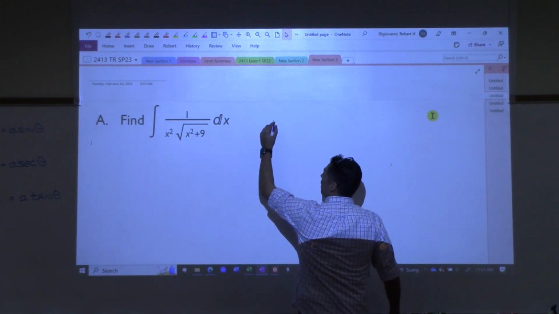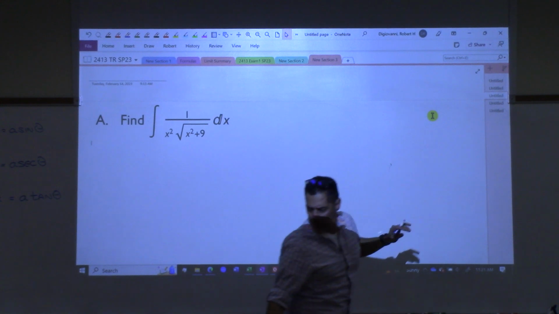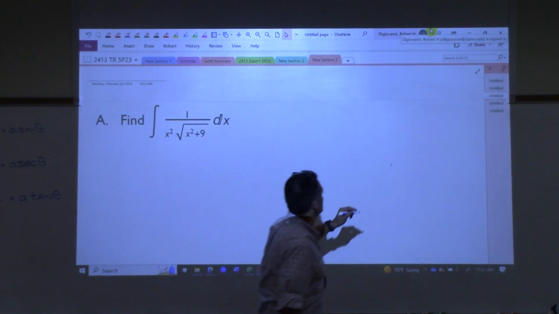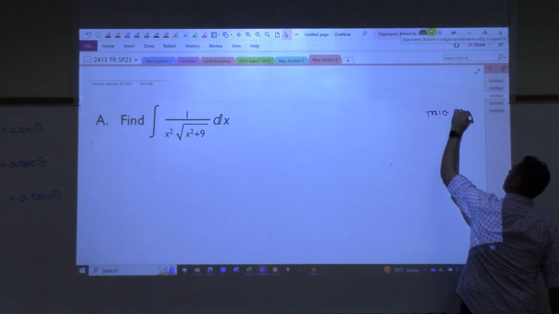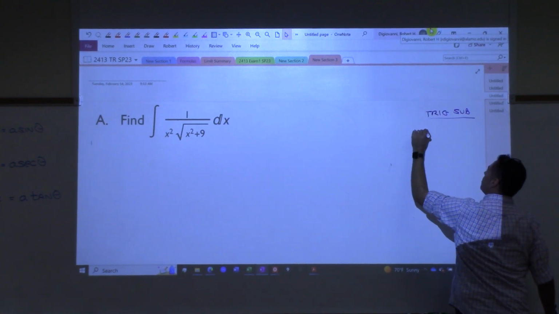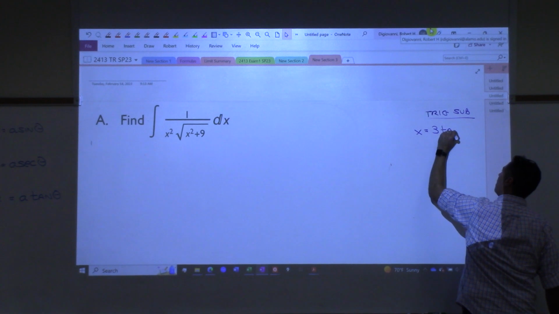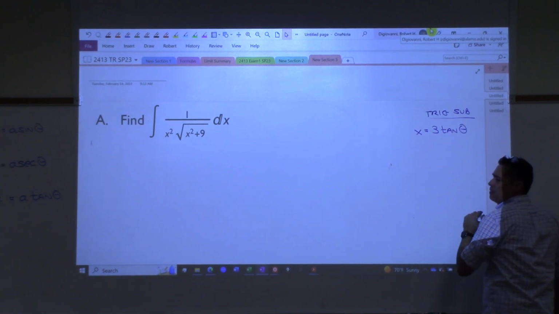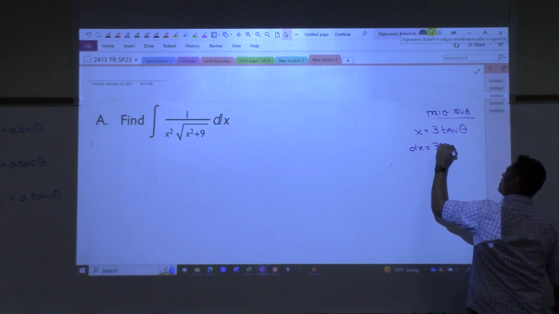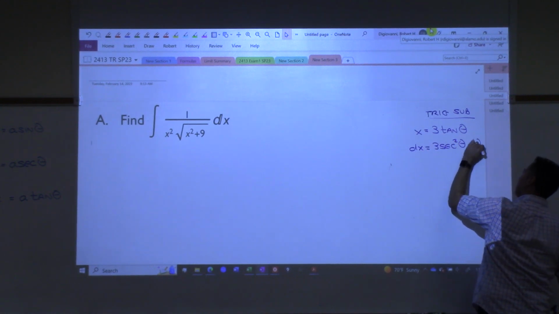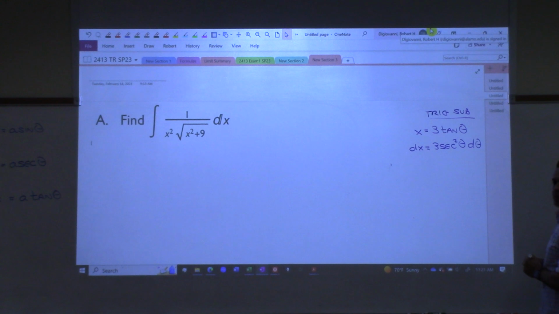I'm trying to give myself a little more room here. Let me do it over here. So my trig sub is going to be x is equal to 3 tan theta, right? Then the derivative of that is 3 secant squared theta. Don't forget to put d theta at the end of that, because you've taken the derivative.